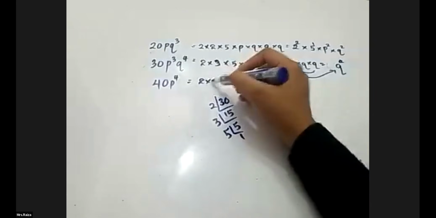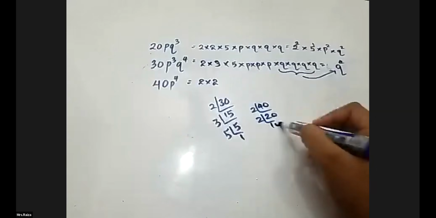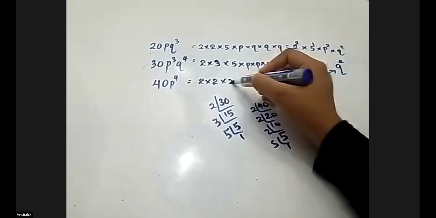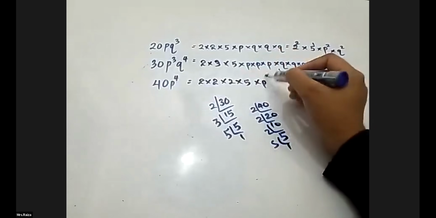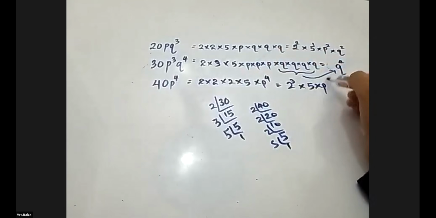Again here you get 2 into 2, 4. 4 into what is 40 now? How do you get 40? 40 divided by 2, 20, 20 divided by 2, 10, 10 divided by 2, 5, 5 divided by 5, 1. So you get 8 into 5 into p to the power 4. So you get 2 to the power 3, 5 and p to the power 4.